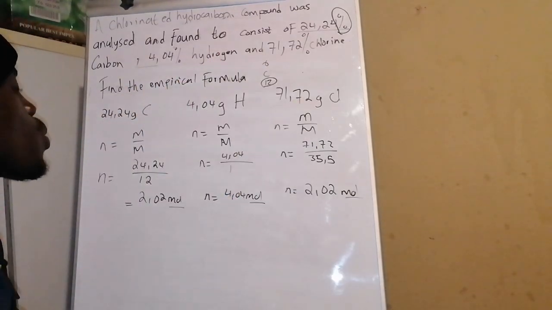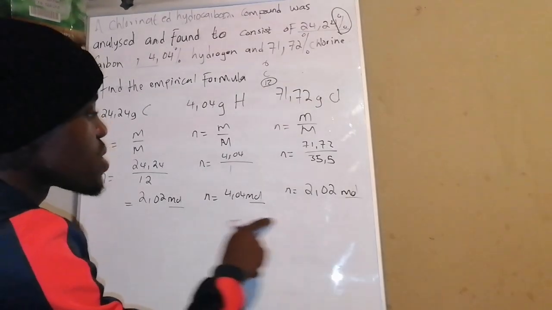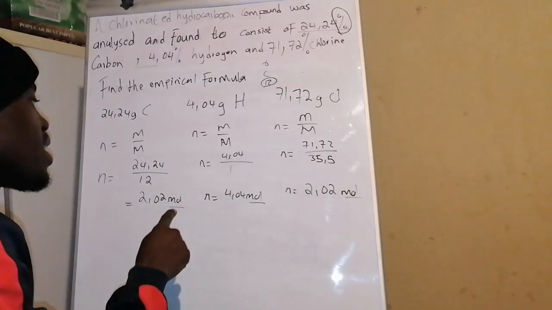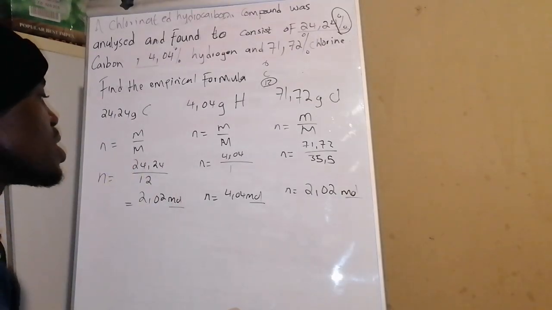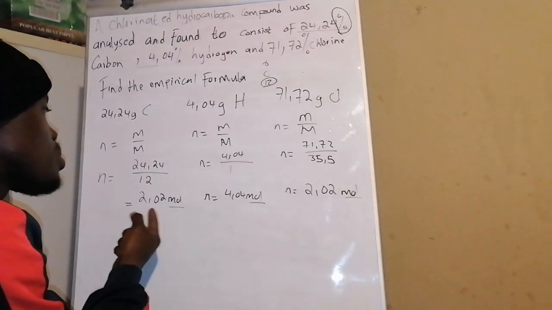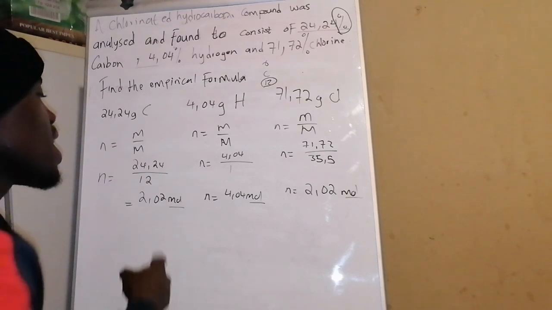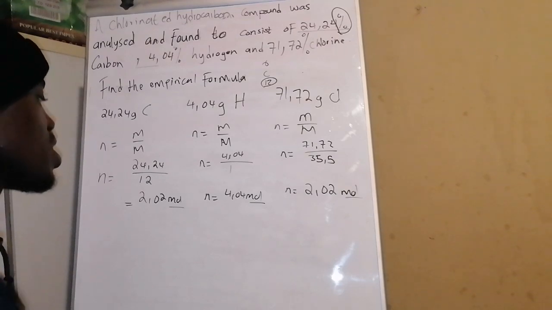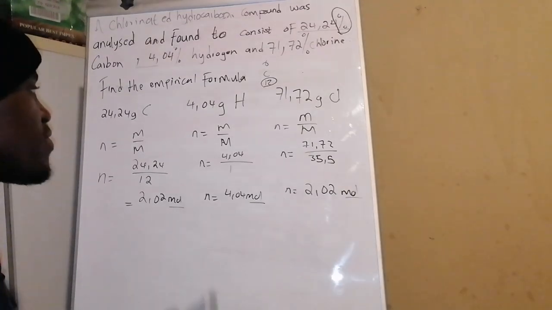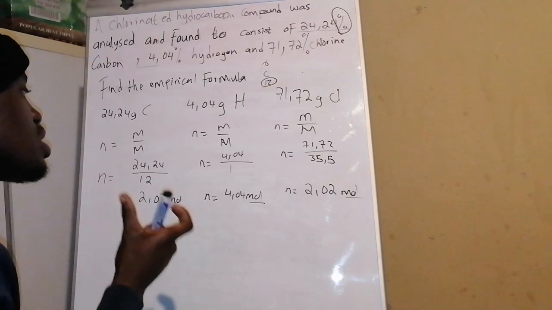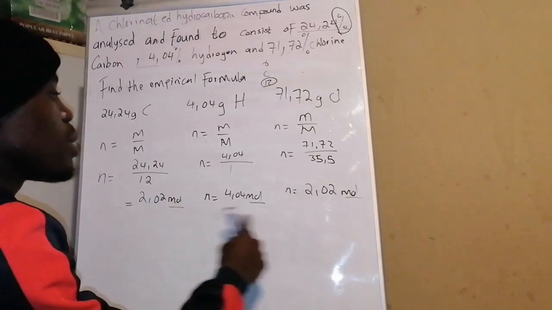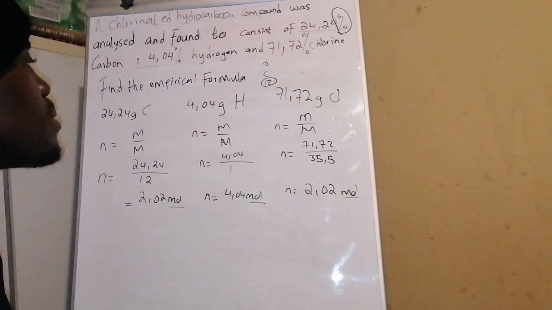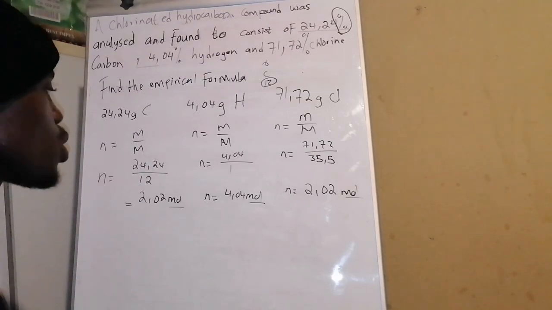Now we compare the number of moles that we got. We are checking the smaller number of moles. As we can see that this is the smaller number of moles, we need to take it and divide all the number of moles which we've got. Then after that, you will see what we're going to do. But first thing first is to determine the number of moles. And after finding the number of moles, you check for the smallest number of moles in all the number of moles that you have calculated.